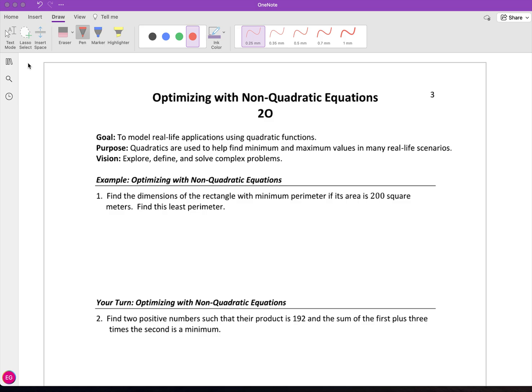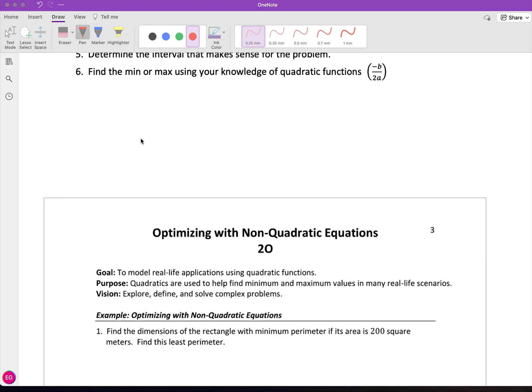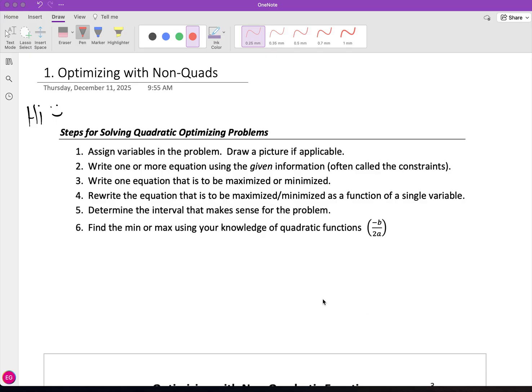Hello and welcome to a lesson on optimizing with non-quadratic equations. All right, so before we've learned how to optimize with quadratic equations.